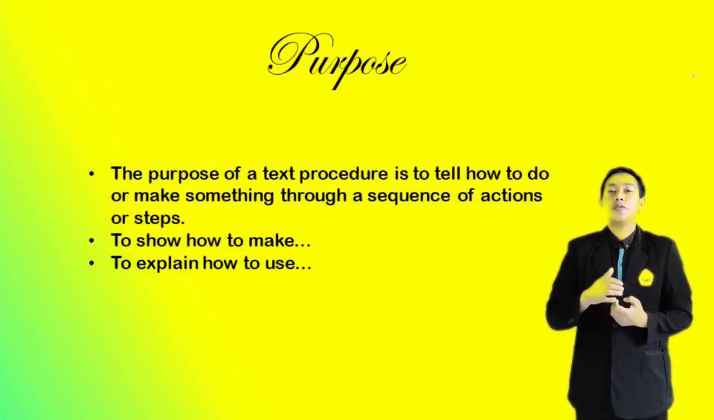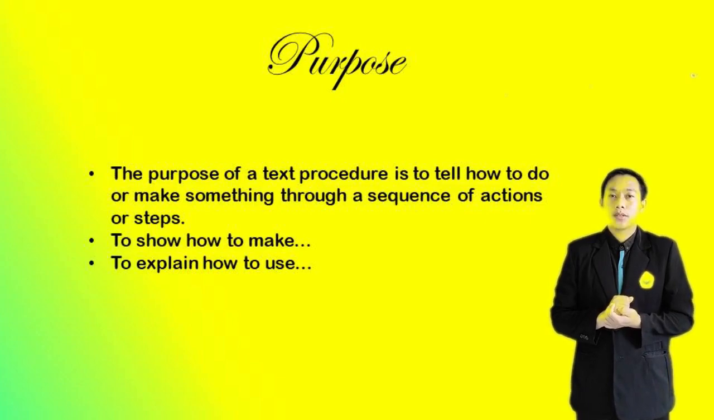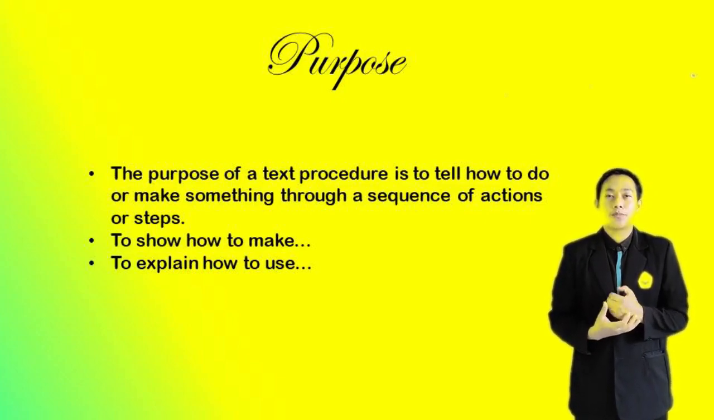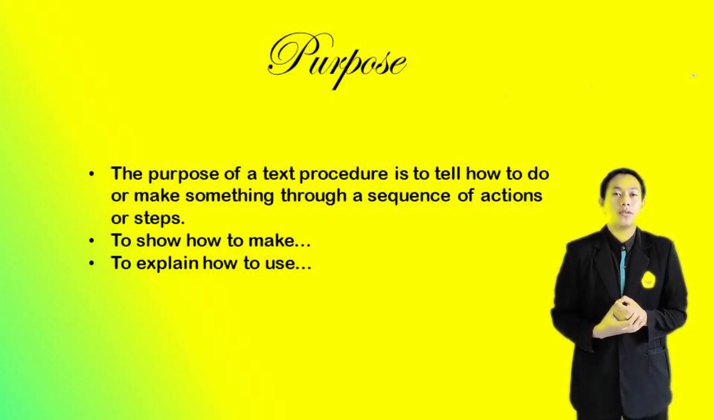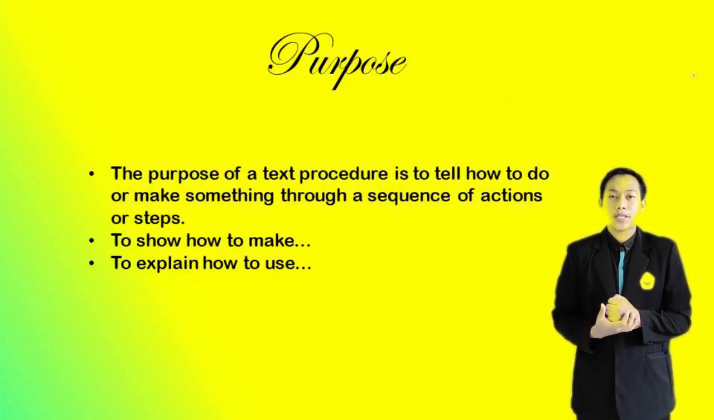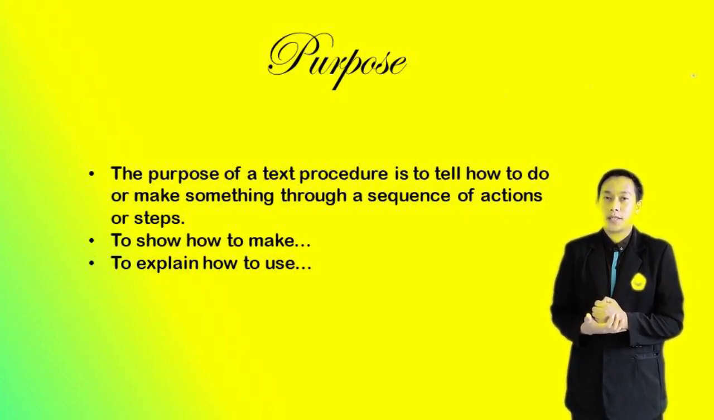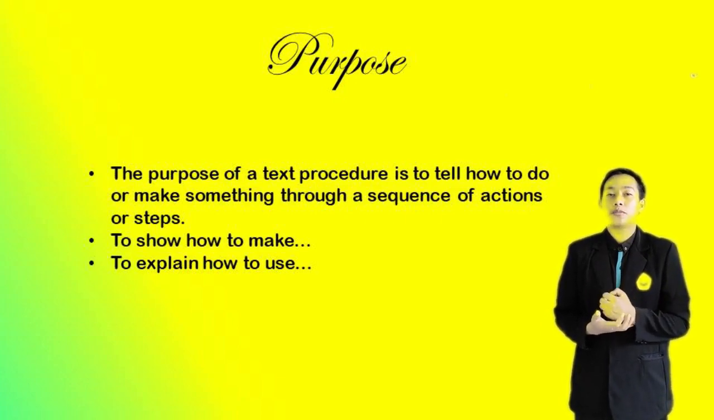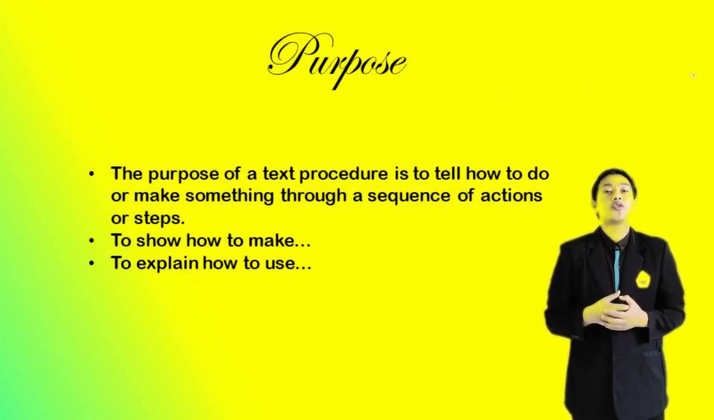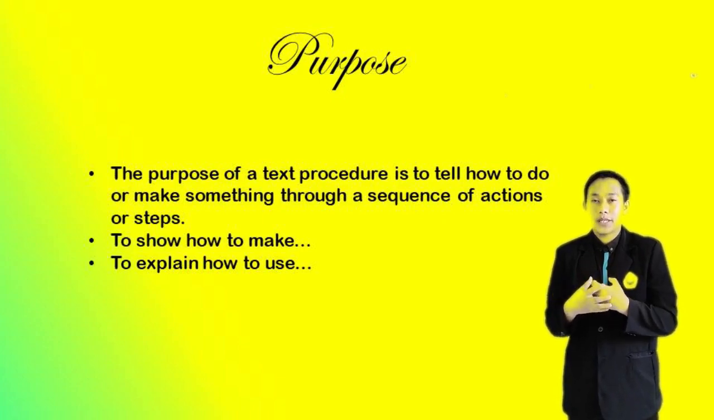Okay, let's move to the second point. Do you remember what the second point is? Purpose, that's right. The second point is the purpose of procedure text. So the purpose of procedure text is to tell how to do or make something through a sequence of actions or steps. Second is to show how to make something, and the last is to explain how to use something.